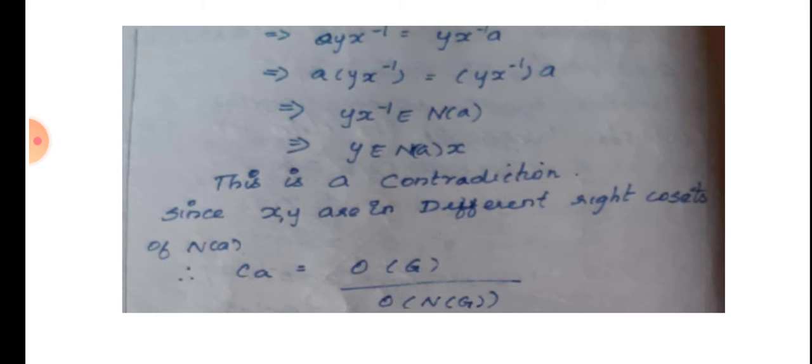So by the definition of the normalizer of an element a, yx inverse belongs to N(a). So therefore, whenever yx inverse belongs to N(a), y belongs to N(a) x. That is a right coset. So this is a contradiction. Why? Because we have taken x and y to belong to two different right cosets of N(a). Since x and y are in different right cosets of N(a), C(a) is equal to order of G divided by order of N(a). We have proved it.